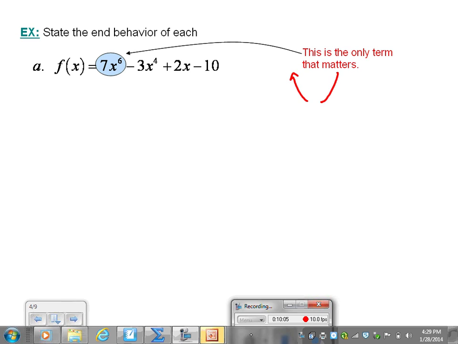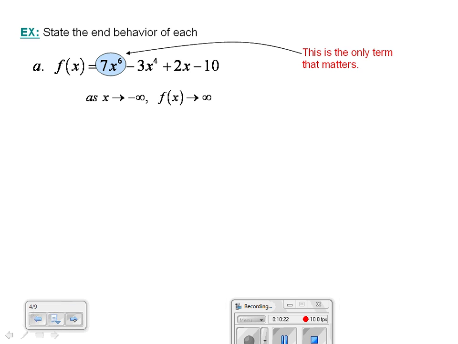Now I just need to write that as I go to the left, my function is going up towards positive infinity. And as I go to the right, my function is also going up towards positive infinity. So it's going to positive infinity both ways. As x goes to negative infinity, f of x is going to positive infinity. And likewise, as x goes to positive infinity, it's also going up.